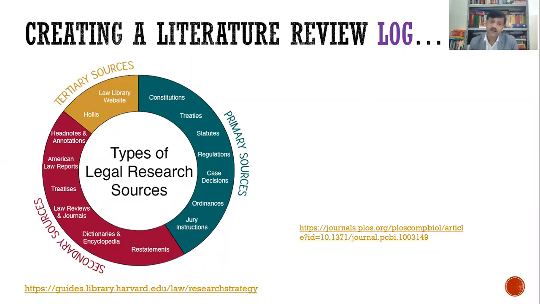Now, if you go ahead and try to find out about the secondary resources, we have restatements, dictionaries, law reviews and journals, and treatises. Now, this is quite an interesting observation: treatises are in both places, primary resources and secondary resources. If it is a treatise written by someone for the first time, say, for example, Mulla on contracts, or maybe H.M. Seervai on the constitution, that is a treatise which is a kind of primary source. But if someone has written over and above that, then that becomes a secondary source, right?